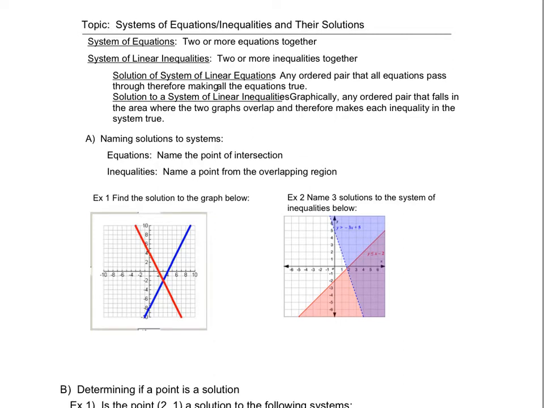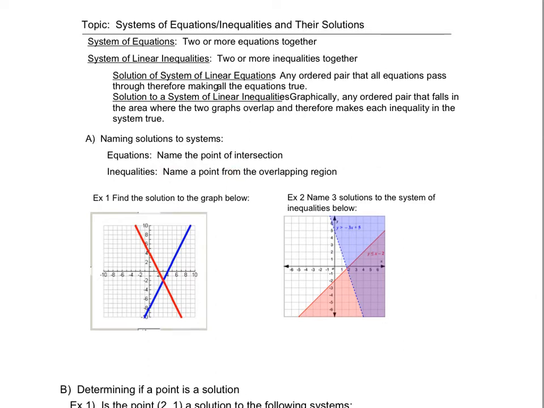So I'm going to look at two parts to this video, so please make sure you do watch both parts since they're different. The first part is going to be naming solutions given a picture. So again, with equations, we'll name the point of intersection, and with inequalities, we'll name any point inside the overlapping region, so the overlapping shading.